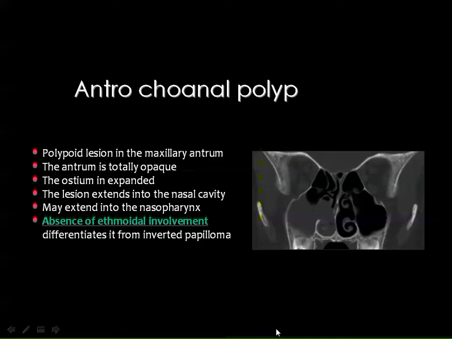Then we come to the antrochoanal polyp. This lesion starts in the maxillary sinus, then it grows through the antrum into the nose and maybe also into the nasopharynx. The criteria for the diagnosis of antrochoanal polyp: number one, a lesion inside the antrum, and the antrum need not be totally opaque, but you see a lesion in the antrum that is continuous with another lesion in the nasal fossa through the widened antral ostium, and this lesion may also project into the nasopharynx.